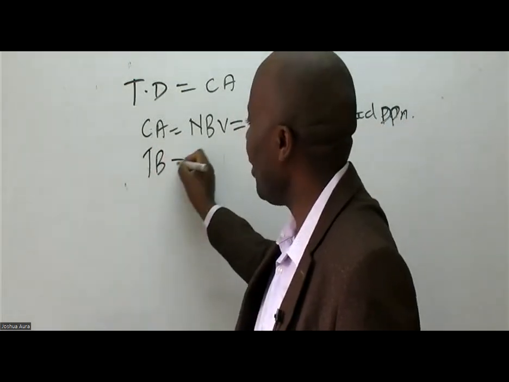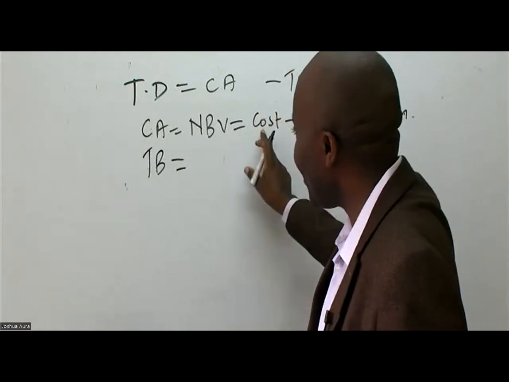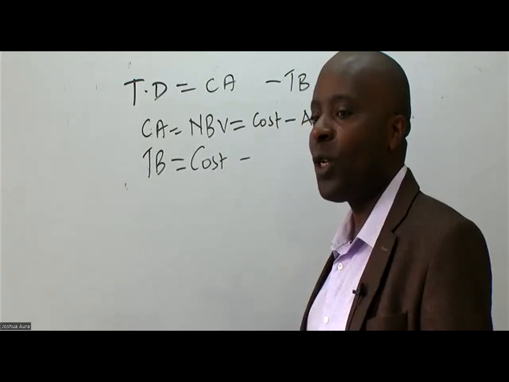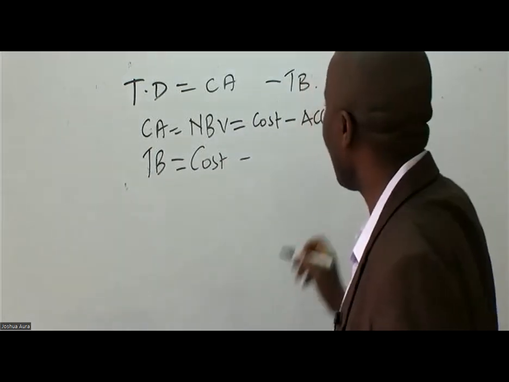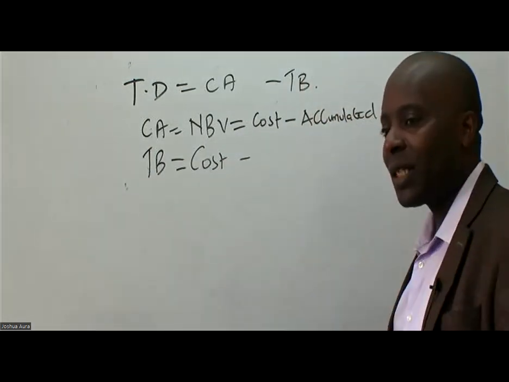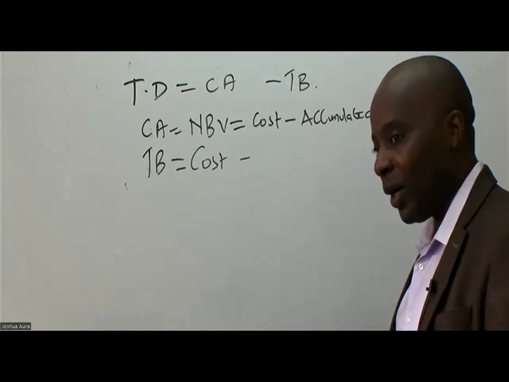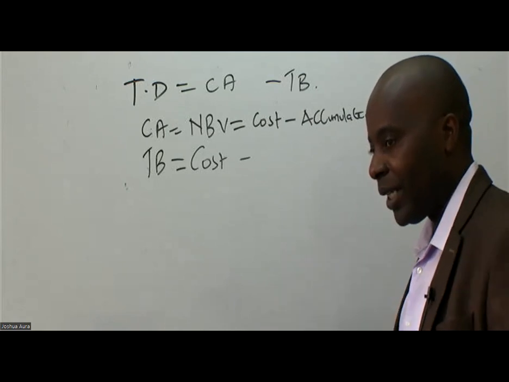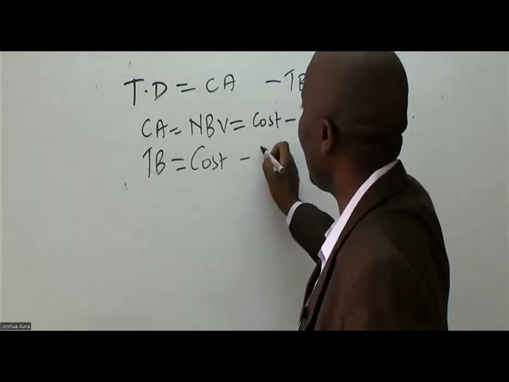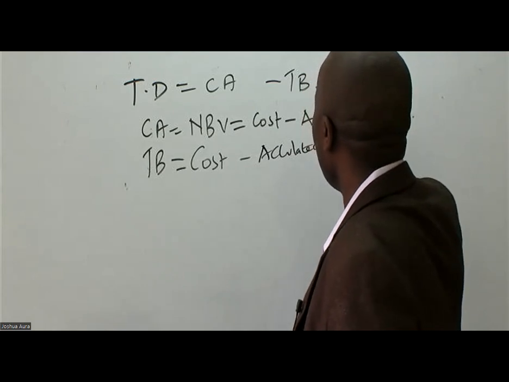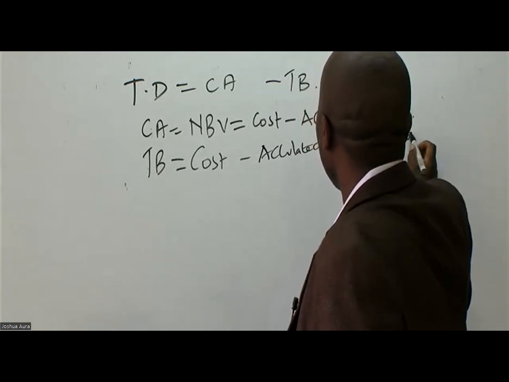Our tax base value will use the same cost that we have here. So it will be the cost, but now here we talk of what? Remember, the taxman does not talk of depreciation. The taxman gives you a special allowance known as a capital allowance. So if it's 2 years, you accumulate. So in this case, cost minus accumulated capital allowance.